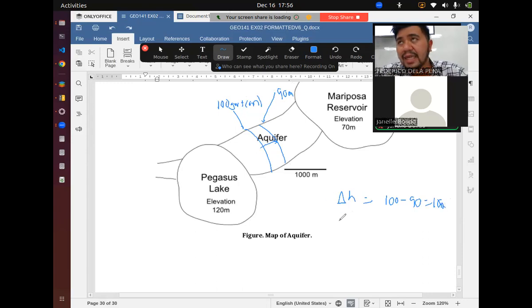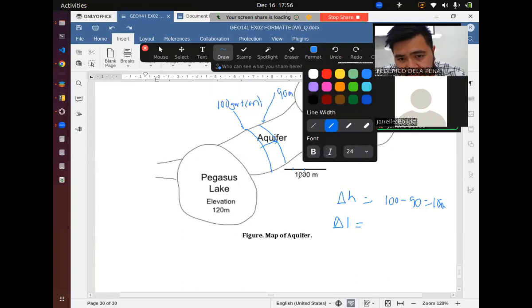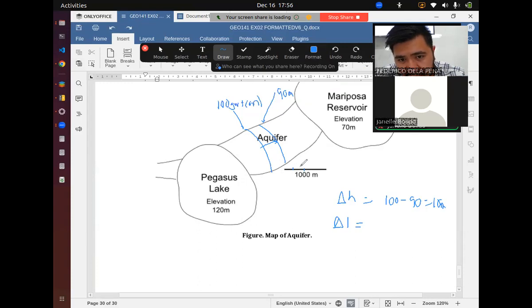And then your path length, or let's say delta L, is just the map distance. So you have a scale bar here, and this is 1,000 meters. So I think this distance is around 1/3 of 1,000. So let's say your delta L is around 300 meters.